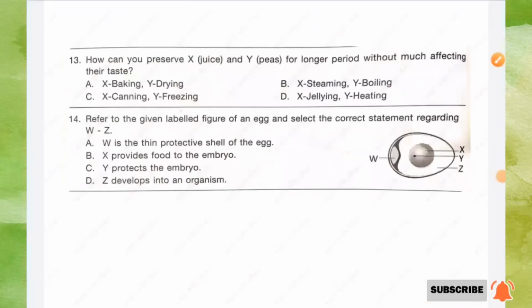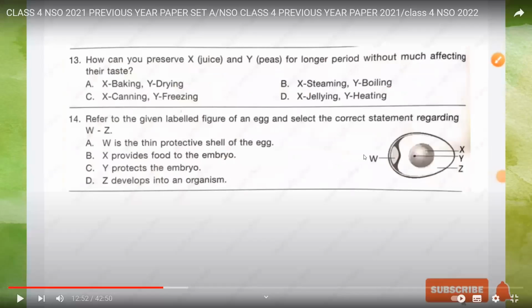Question number 13. Okay, tell me this one, better. Yes, ma'am. How can you X, Y and peas pass for a longer period without much replicating than test?